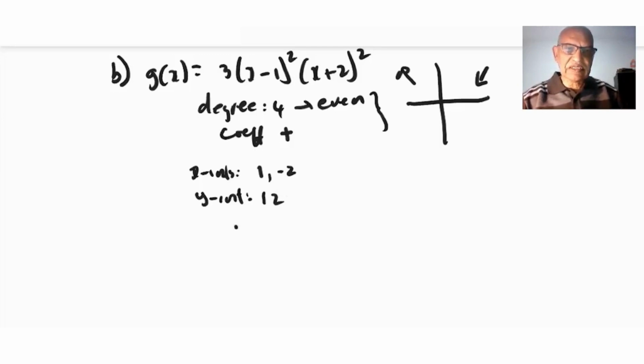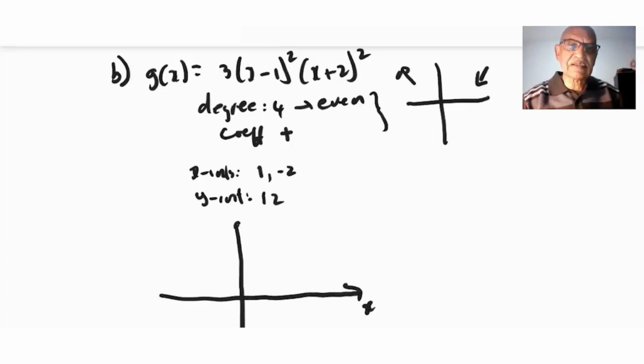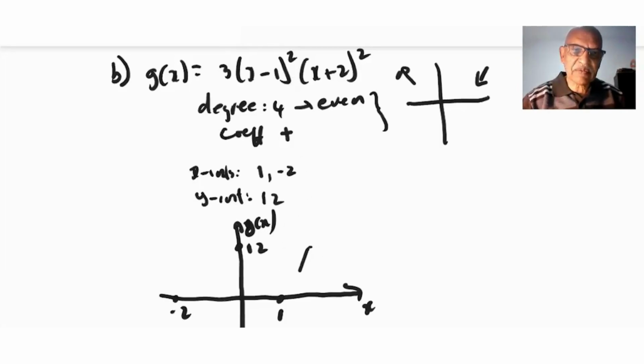So let's see, this is x and g(x). They are 1 and negative 2. And this is positive 12. So since we know the degree is even and the coefficient is positive, it starts from here. At x minus 1, it's a square. A square means a parabola bounces back. So it comes like a parabola, bounces back from here because it's a double root. So it goes here, then it comes here.